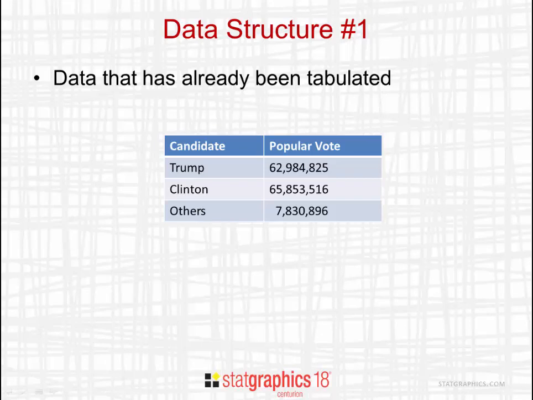Statgraphics creates donut charts from two types of data. The first type of data is data that's already been tabulated. For example, here you see the results of the 2016 presidential election. You see the number of votes received by Trump, Clinton, and other candidates.